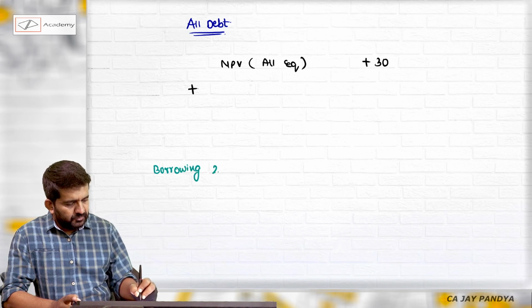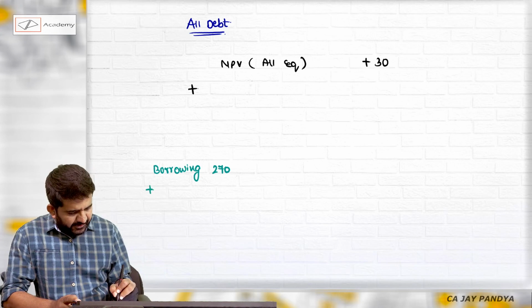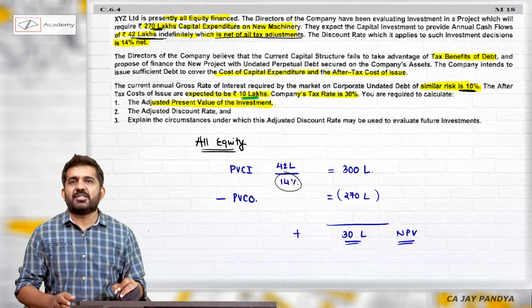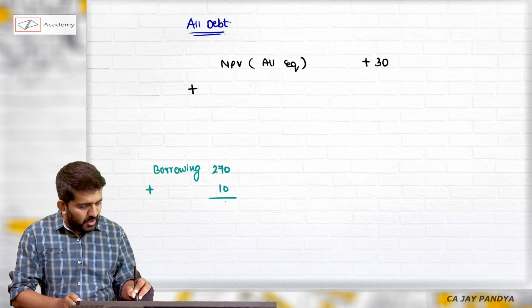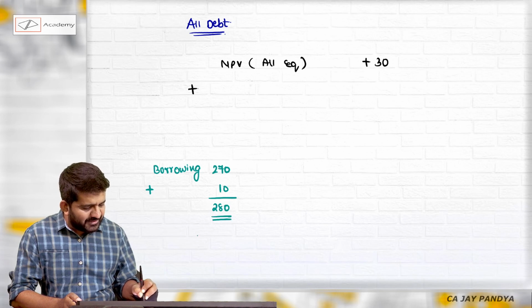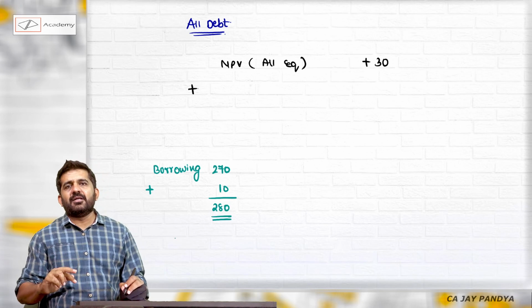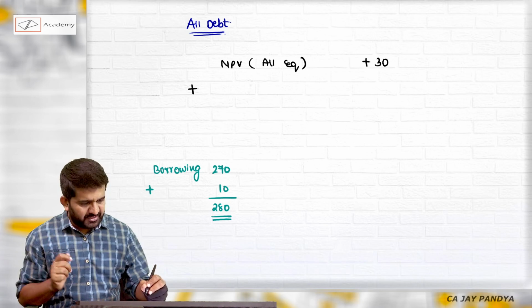Borrowings will be 270 lakhs? No. Why? I will have to incur this expenditure of 10 lakhs. I need 270 lakhs, so I will borrow 280 lakhs, pay 10 lakh rupees as expenditure, and I will suffice my requirement by 270 lakhs.